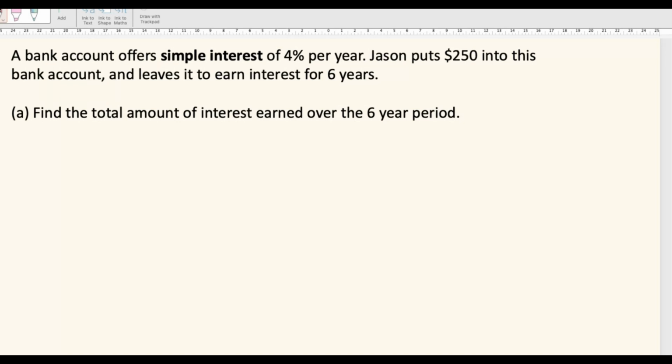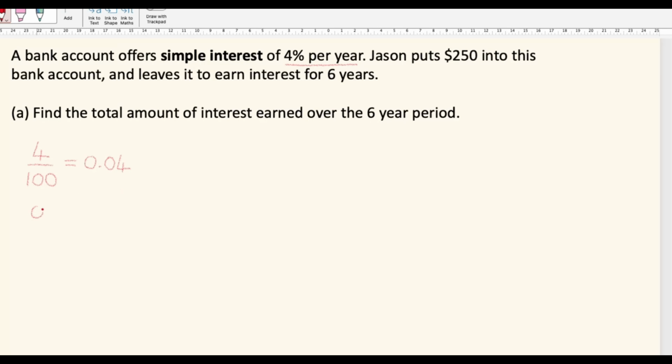So what we do first is we look at the percentage, and as you can see, the percentage is 4% per year. So that means each year, 4% of the starting amount is added as interest. So now we have to find 4% of $250 using a multiplier. So remember, 4%, if we want to write this as a fraction, it will be 4 over 100. And then we convert it to a decimal, and then it will be 0.04. So this will be the multiplier. The multiplier will be 0.04.